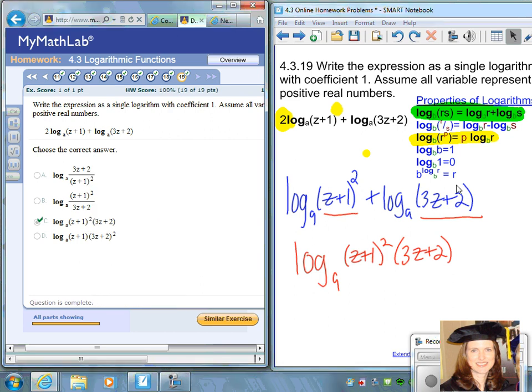So remember those properties of logarithms, as well as being able to convert logarithmic to exponential equations. Write those formulas down, look at them daily so you can have those memorized.